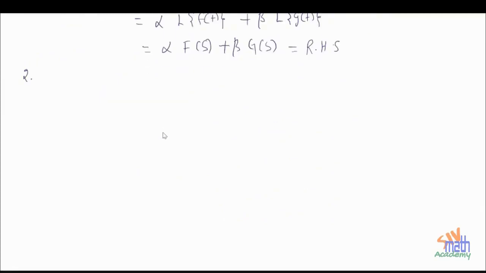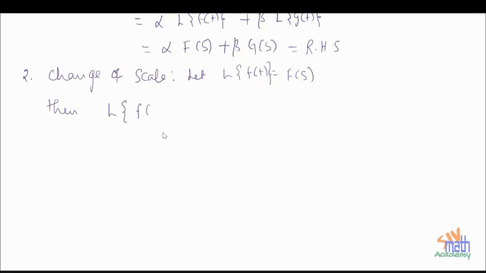The second property, I am passing on to the change of scale property. Here again we presume first L of f of t is equal to f of s. Then L of f of a t is equal to 1 by a f of s by a. So this is what we have to prove. So the proof goes like this.